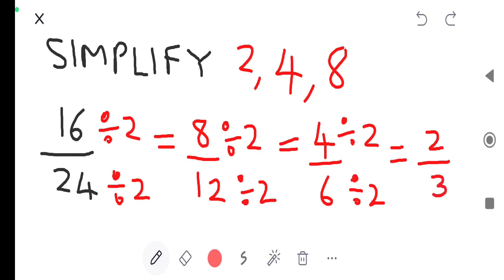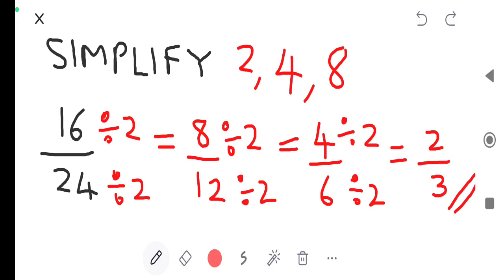Now, is there a number that can divide both 2 and 3? No. Don't forget we don't use 1. If you use 1 to divide, you will still get 2 over 3 as your answer. That is why we don't use 1. So the final answer becomes 2 over 3.